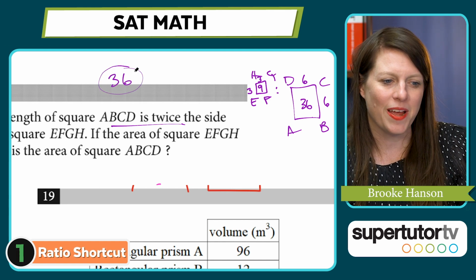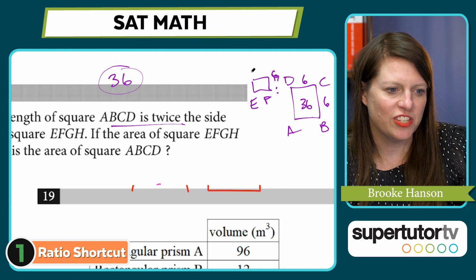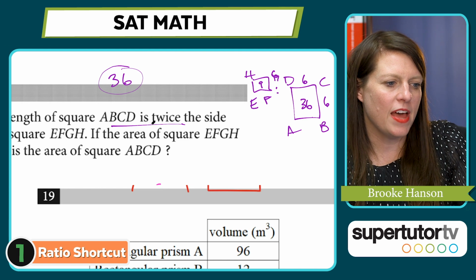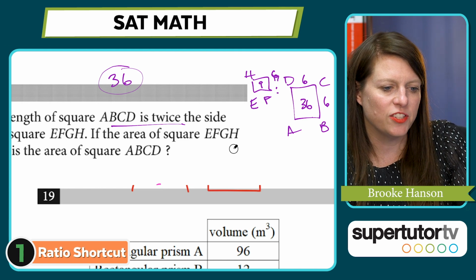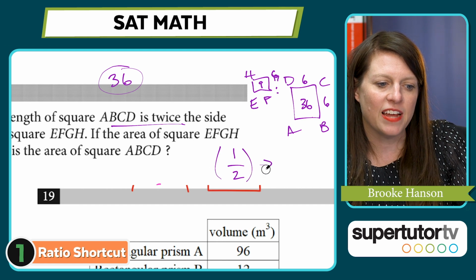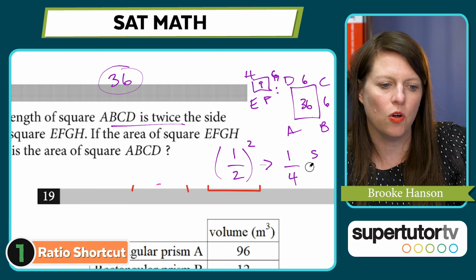it's the old-fashioned way. Now I'm going to show you the shortcut way, okay? So if I have EFGH is 9, right? And I know that ABCD is twice the side length. So I know the ratio of the sides is 1 to 2. All I do is I take that ratio of the sides and I square it, right? And I get 1 to 4. So I know 1 to 4 is the area ratio, and this is just small over big.